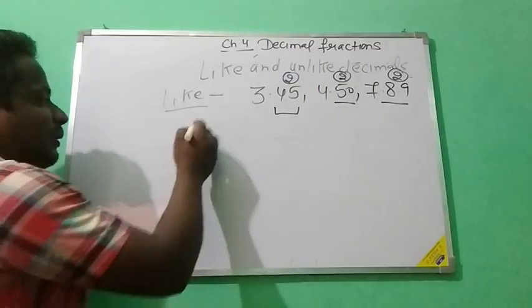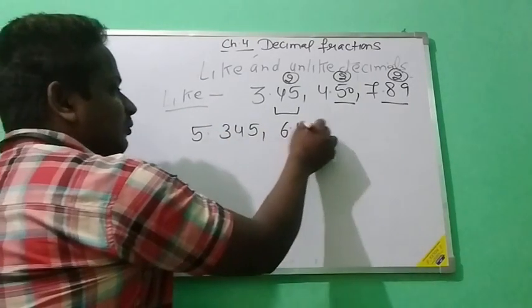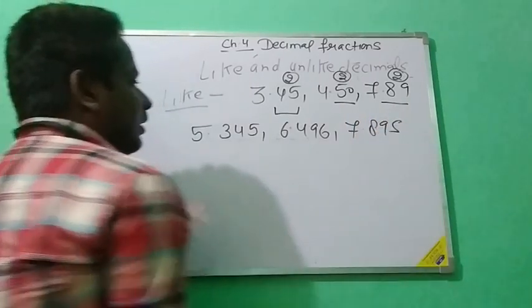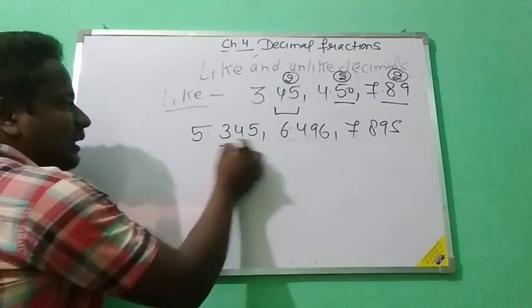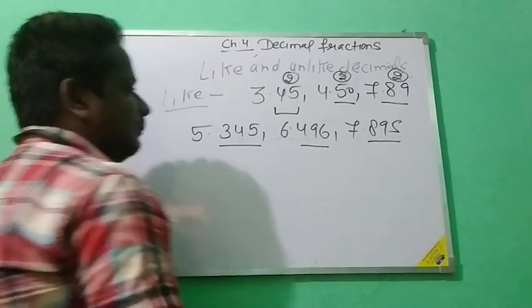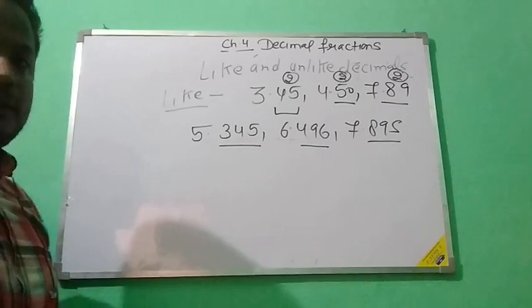Take some more examples like 5.345, 6.496, 7.895. All these numbers have 3 decimal places. 3 decimal places, 3 decimal places. So they are called like decimals.